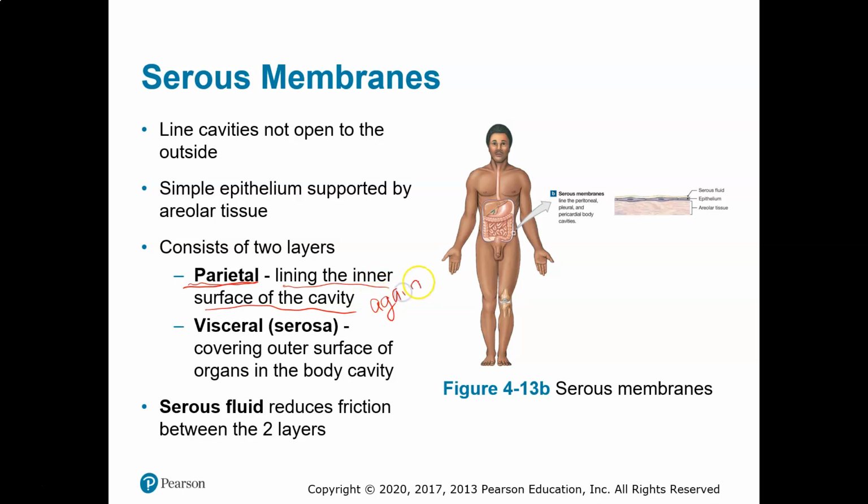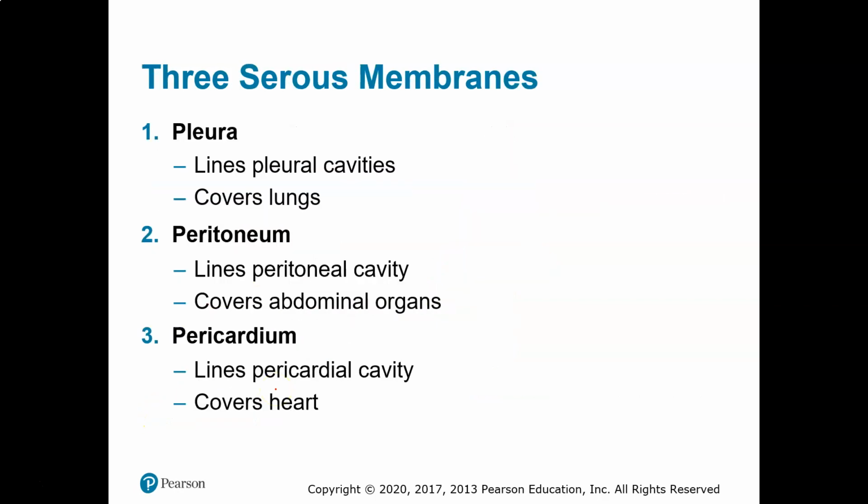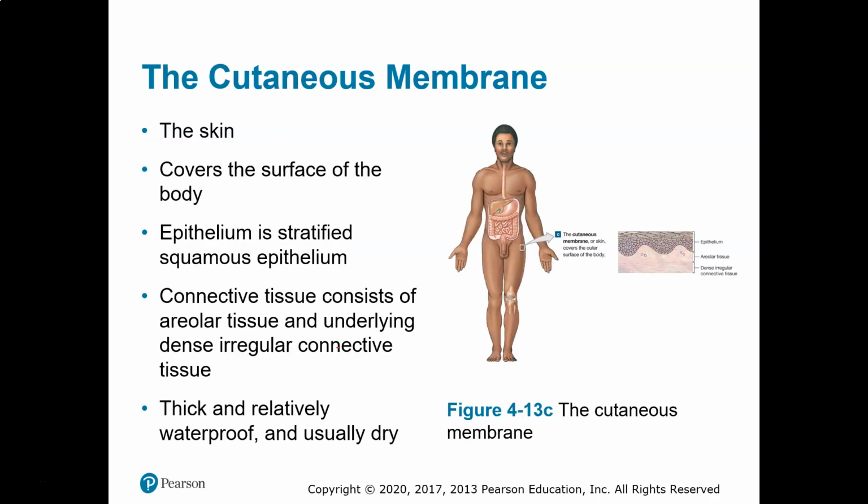I always think about it like that. It lies against the wall of the cavity. The visceral membrane is the part of the serous membrane that actually comes into contact with organs. And then the fluid between the 2 layers is called serous fluid, and it functions to reduce friction. The pleura is the membrane that lines the pleural cavities and covers the lungs. The peritoneum lines the peritoneal cavity and covers abdominal organs. And the pericardium lines the pericardial cavity and covers the heart.